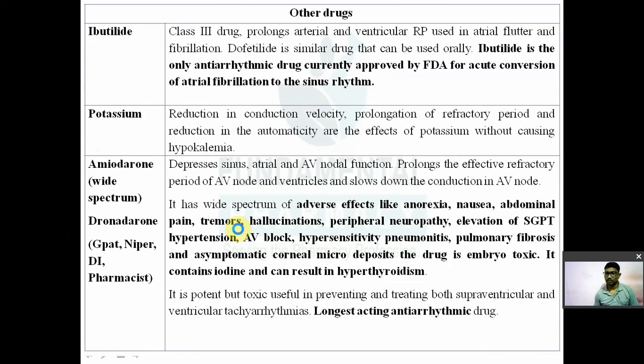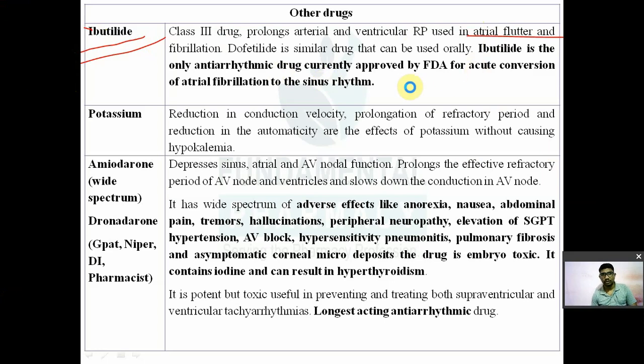Now the next class is the other drugs. The first one is ibutilide. Ibutilide is a class 3 drug. Class 3 is nothing but the potassium channel blocker. Try to recall the classification. Class 3 is the potassium channel blocker. It prolongs the atrial and ventricular refractory period. It is used in atrial flutter and fibrillation.